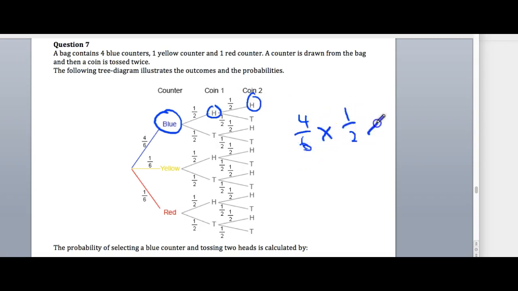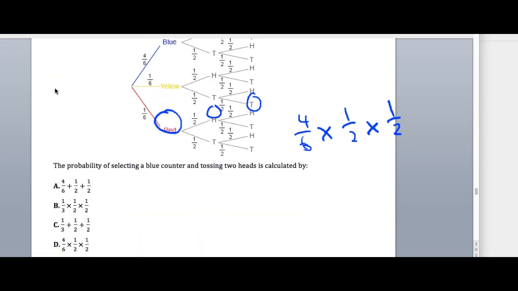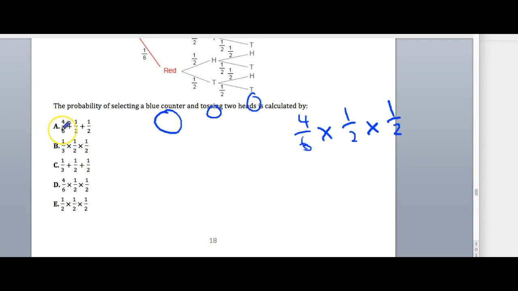And then a head, then a head. And there's no other way of doing that, so we can't add them. And just by looking before, I didn't have to actually calculate what that would be. So your answer is A.